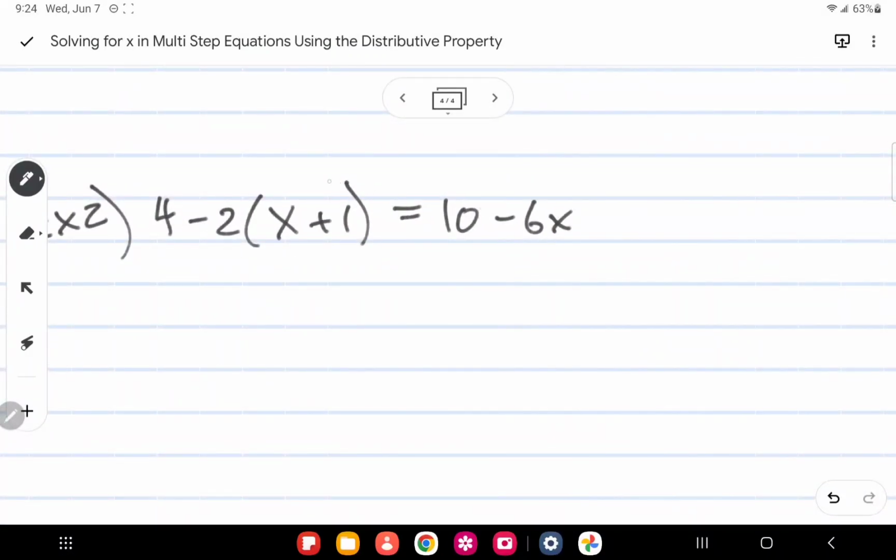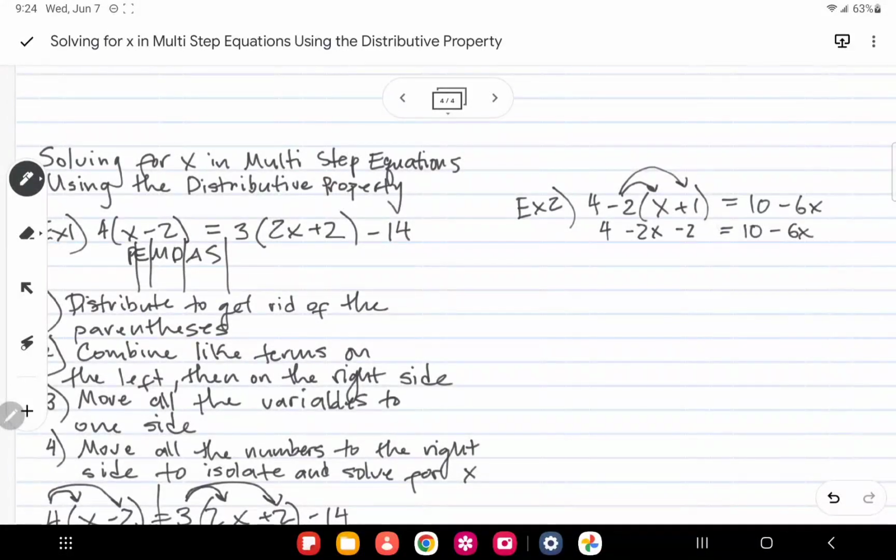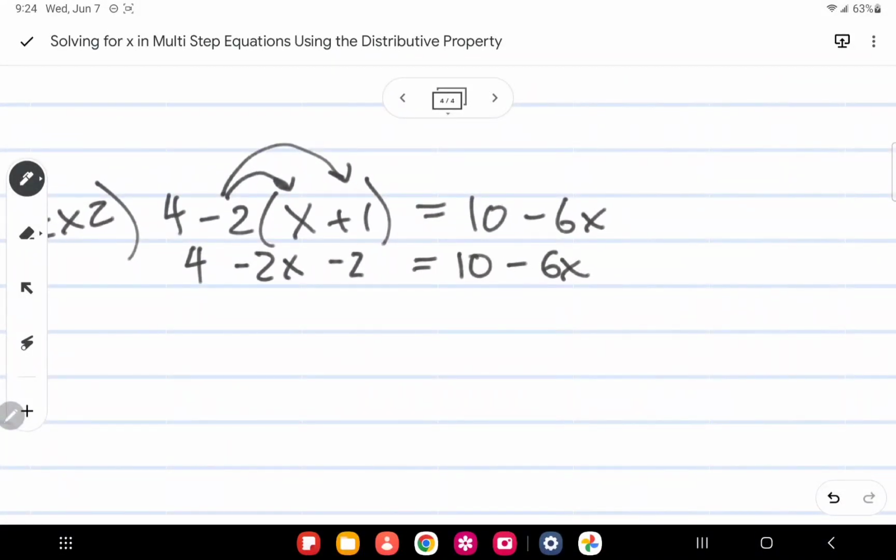We only have one set of parentheses here, so negative 2 times x is just negative 2x. Negative 2 times positive 1 is just negative 2. And we will just bring down whatever we did not use, which is the 4 and the 10 minus 6x. We have no more parentheses, so we will combine like terms on the left side and the right side. Is there another set of numbers here besides the 4? Yes, 4 minus 2, as you can see, that is just 2.